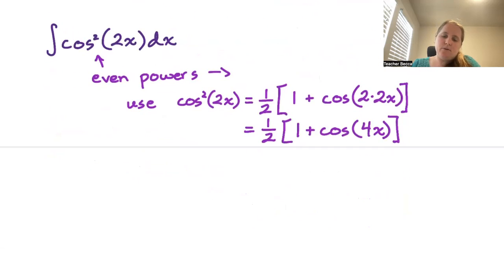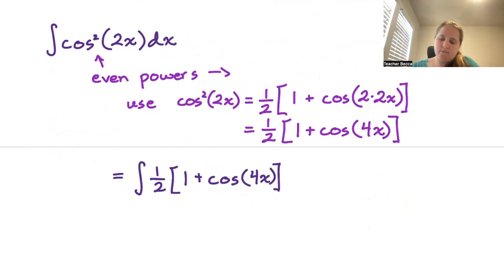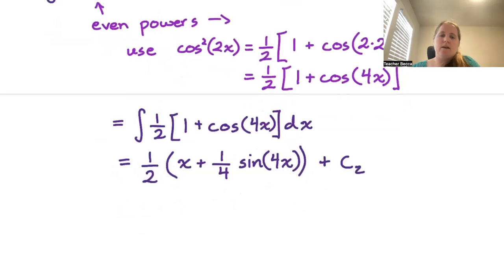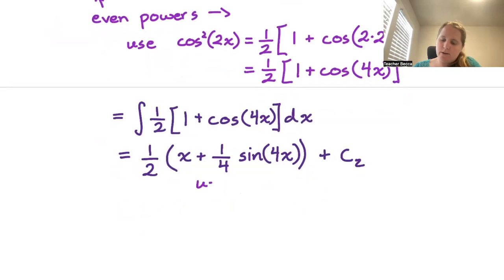So we get then that this integral is equal to the integral of 1/2 times 1 plus cosine of 4x dx, or 1/2 times 1 goes up to x. Integral of cosine is sine, so we'll have a plus sine of 4x. And then of course, to undo that chain rule, we have a 1/4 out front. And then plus a c2. Again, we could figure out this one by using u sub and setting u equal to 4x. And we would get this 1/2 times x plus 1/4 sine of 4x plus c2.